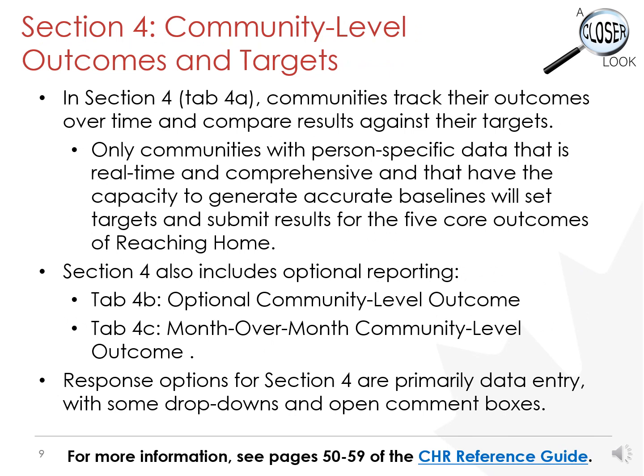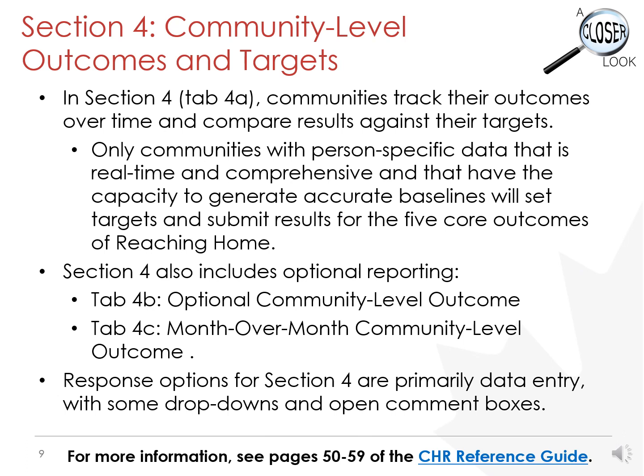Now let's move on to Section 4. As previously mentioned, Section 4 is broken down into 3 tabs, A, B, and C. Section 4 is about using person-specific data to report on outcomes and set homelessness reduction targets for the 5 core outcomes of Reaching Home. It is also where communities track their progress against these targets over time. This reporting is done under tab 4A.